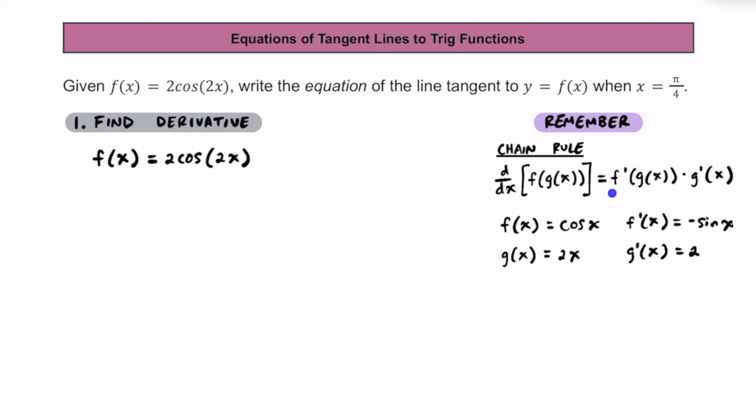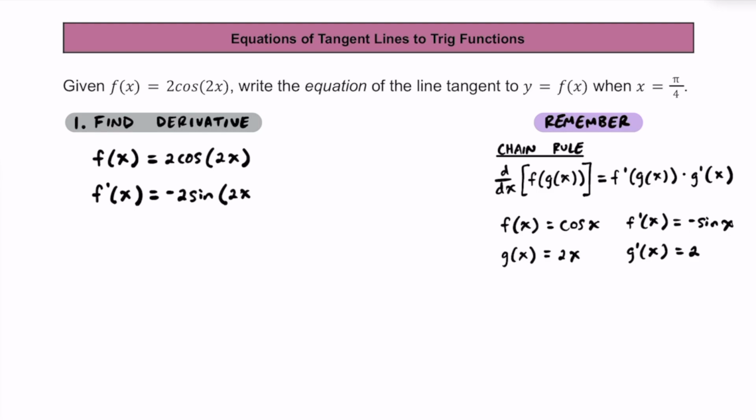So let's go ahead and write this out. We have this f prime of g of x, so we know f prime is going to be negative sine of x, but this x part is going to be replaced by this g of x here, which is going to be 2x. Keep in mind that this 2 in front is just going to come along for the ride right here, so we can go ahead and say that f prime of x, or the derivative of this function, is going to be equal to what? Well, it looks like we're going to have negative 2 times sine of what? Of g of x. Now g of x we said is going to be 2x.